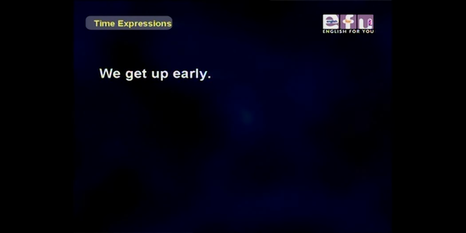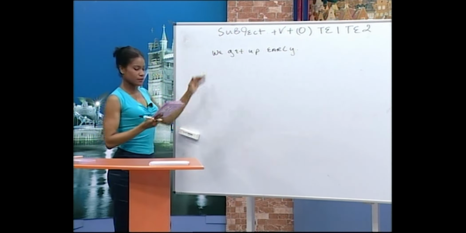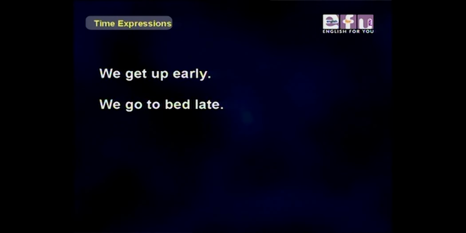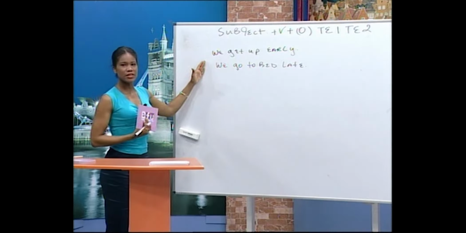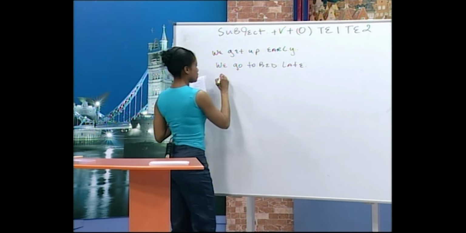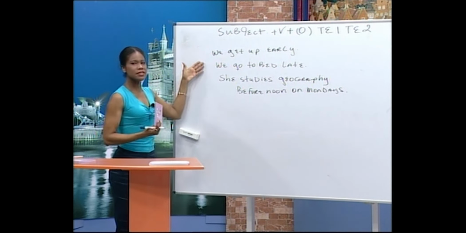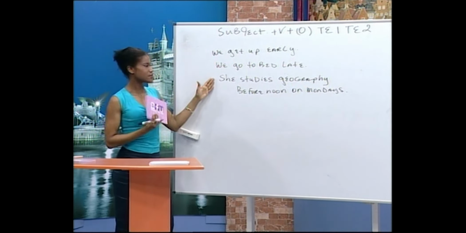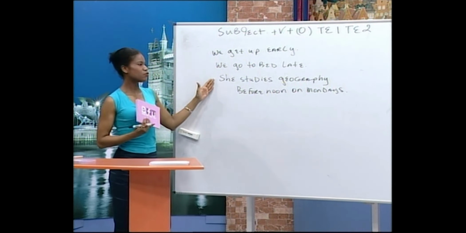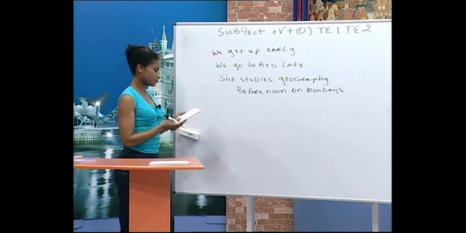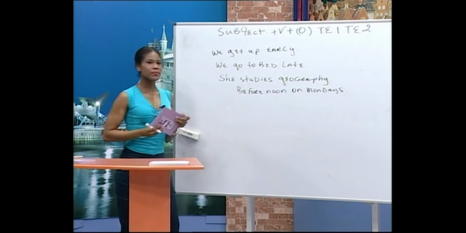We get up early, just one time expression. We get up early. We go to bed late. She studies geography before noon, first time expression, on Mondays, second time expression. So two simple sentences. Now we have a more difficult sentence. She studies geography before noon on Mondays. Okay, I think we're ready to practice.